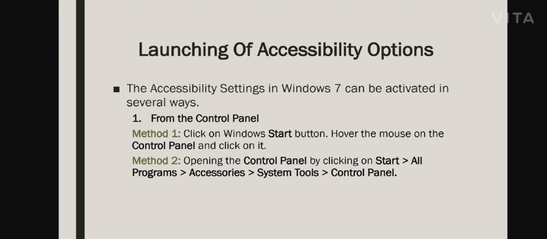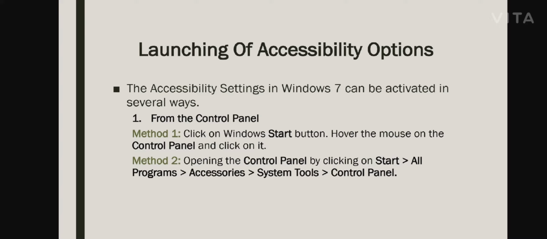Launching accessibility options. The accessibility options available in Windows 7 have been designed to help users who have difficulty using computers due to an impairment, but there are plenty of other options which can be incredibly useful. The accessibility settings in Windows 7 can be activated in several ways. First, from the Control Panel.